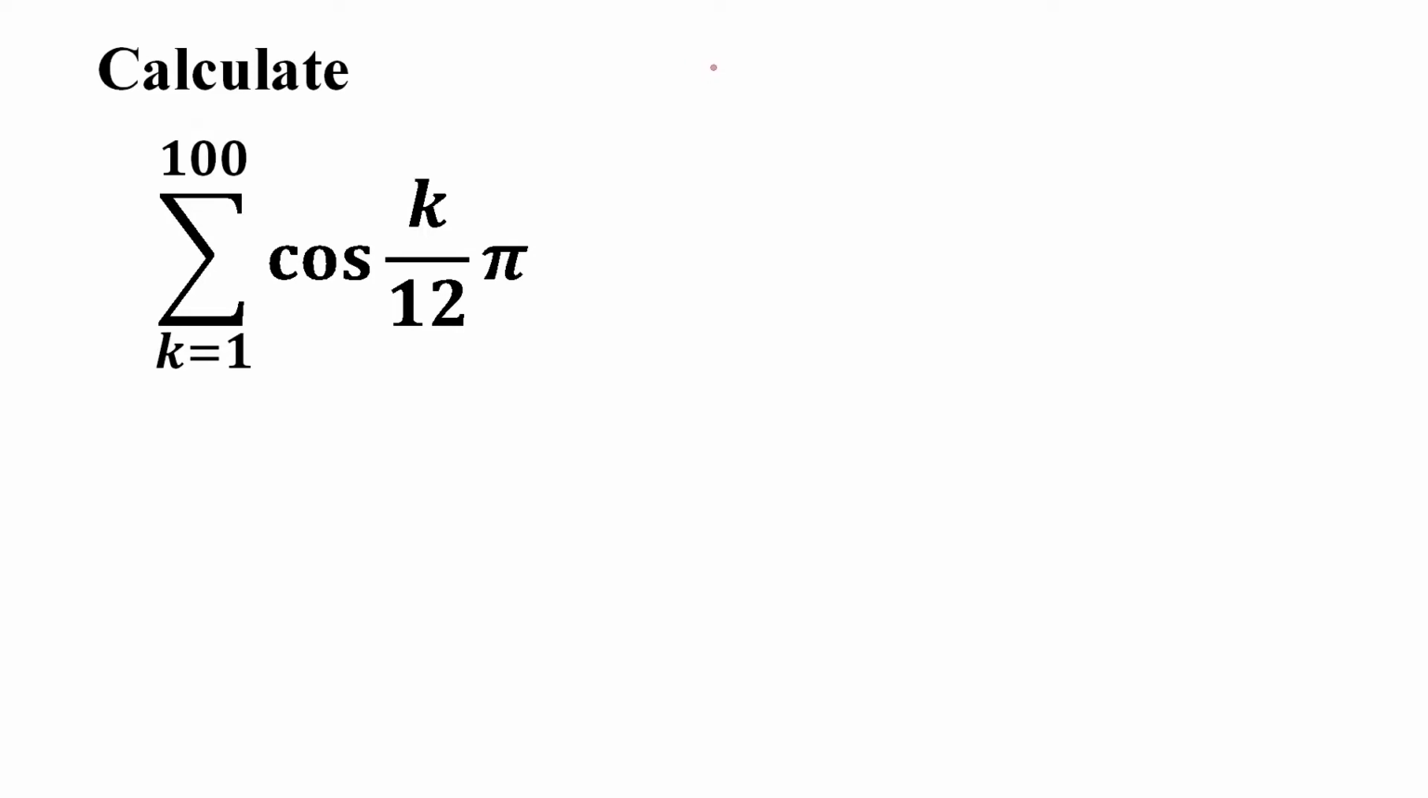Today we are going to find out the trigonometric sum, which is this sum. So this is the summation of cosine k over 12 pi from k equals 1 to 100.